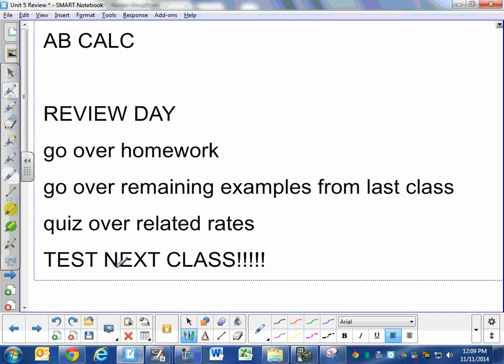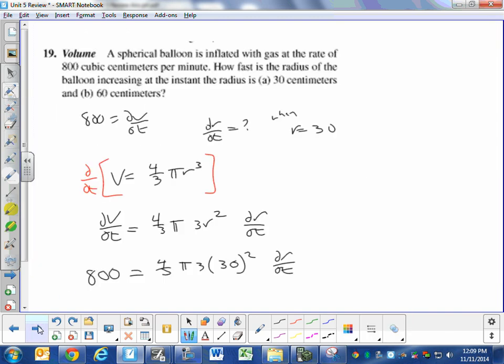Going over solving related rates problems, going from easier to more difficult ones. We're starting with number 19. And problems like number 19, which is just a spherical hot air balloon being inflated.